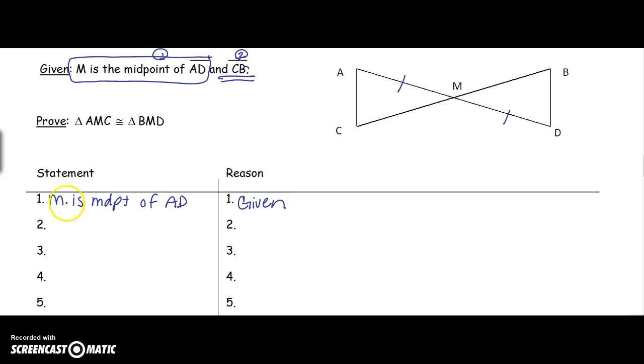So what you just drew is you said that AM is congruent to DM. And the reason behind that is a midpoint cuts AD into two congruent parts. Now that's only half of the given.